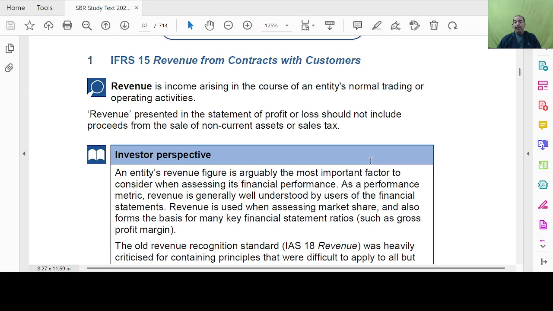Revenue presented in the statement of profit or loss should not include proceeds from the sale of non-current assets or sales tax. So that means sometimes what happens is, along with the selling price, along with the sales invoice, we add the sales tax and we send it. Now, why is the sales tax not to be included?